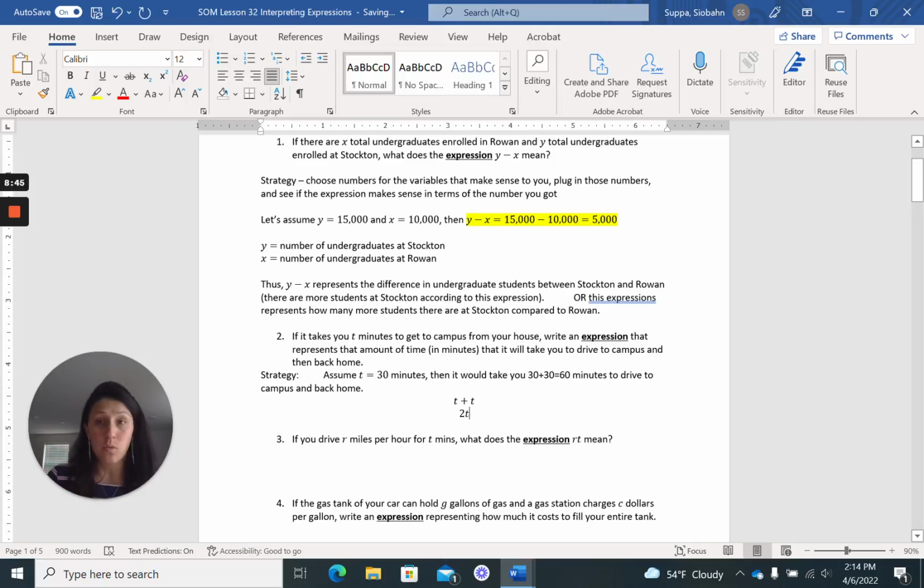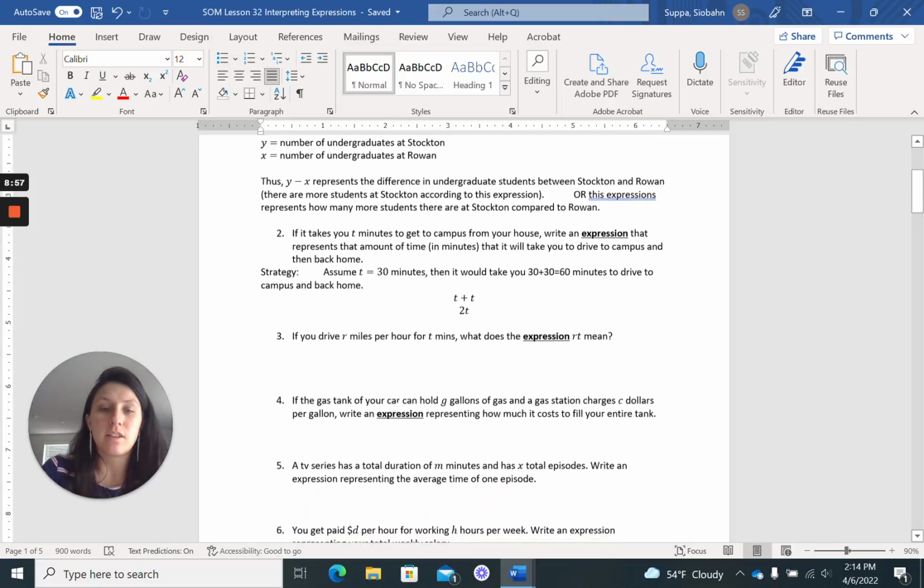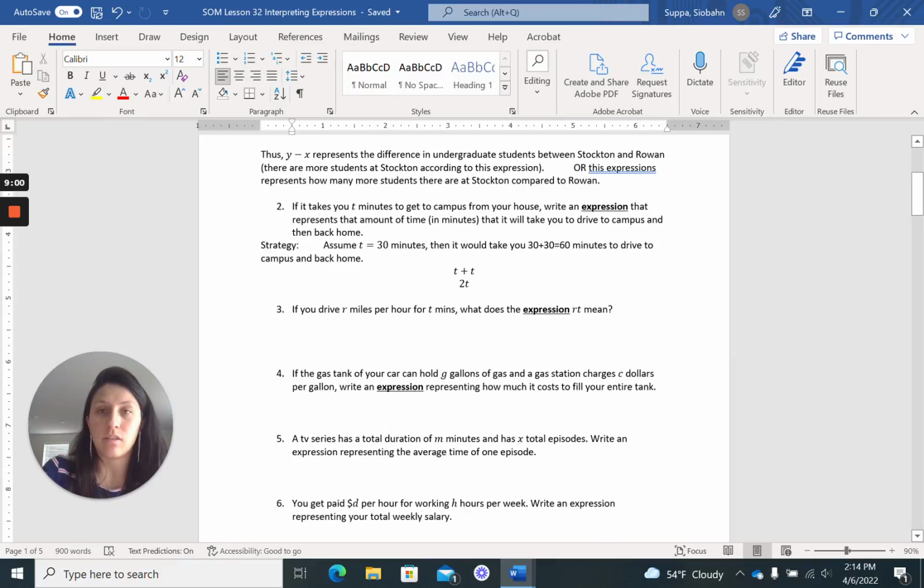Now in some problems, there's more than one variable going on. So you might need to make a lot of assumptions about the different numbers that could exist and make sense in that context. So let's look at 3. I'll let you try this on your own and then I'll go through it with you. So pause your video now. Think about this context and what this expression means. Okay, so if you drive R miles per hour for T minutes, so you're driving R miles per hour for T minutes, I already feel like this doesn't make sense. I feel like this should have said T hours. So let me change that. I'll change it in your work.